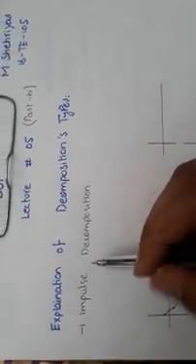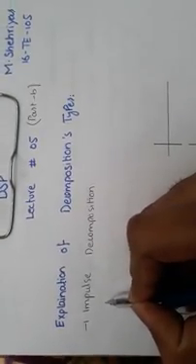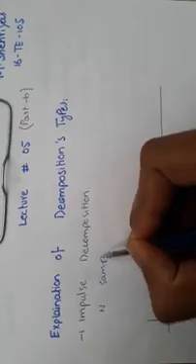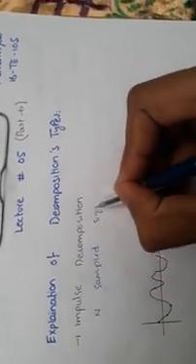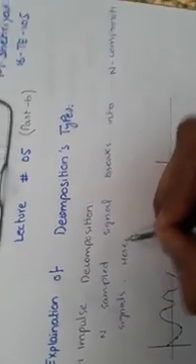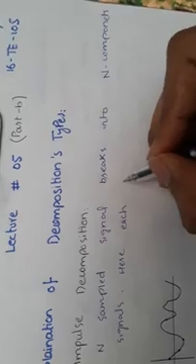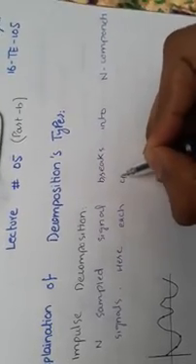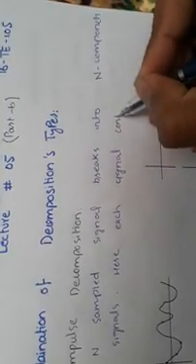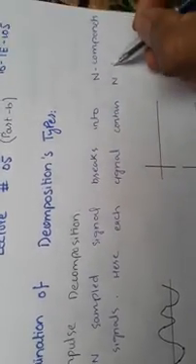So the first one is impulse decomposition. So what is impulse decomposition? Actually, we can define it as a sampled signal that breaks into n component signals. Here each signal contains n samples.